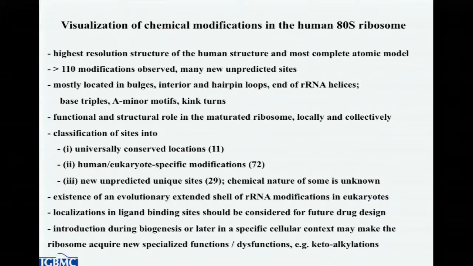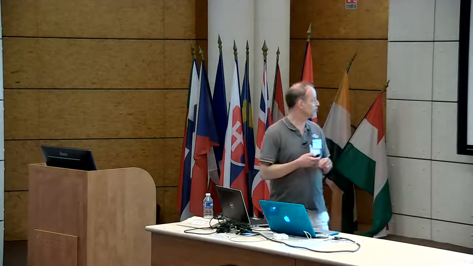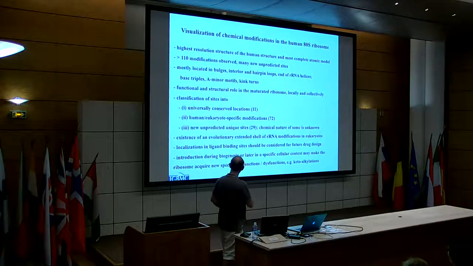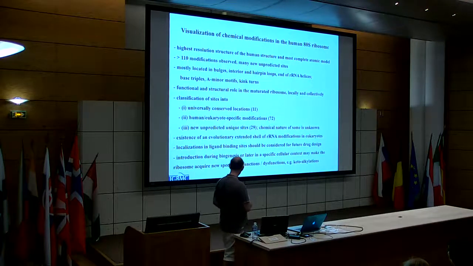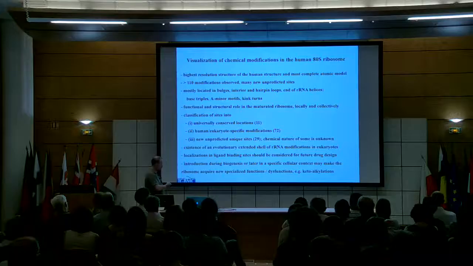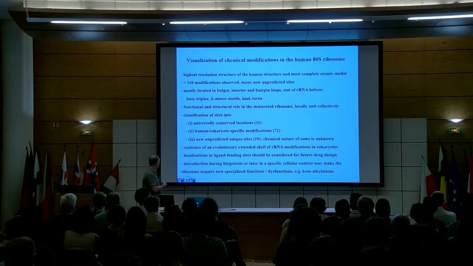And for some of them, we cannot really identify what the chemical nature is. If it's a propyl group or if it's an acetyl group, very often it's clear from the environment in terms of hydrogen bonding, but some of these cannot be addressed right now. But still, it gives a full picture which can be analyzed in the future. Then there's clearly an evolutionary extended shell of RNA modifications in eukaryotes, which we can see for the first time. And the localization of modifications in ligand binding sites should really be considered for drug design.